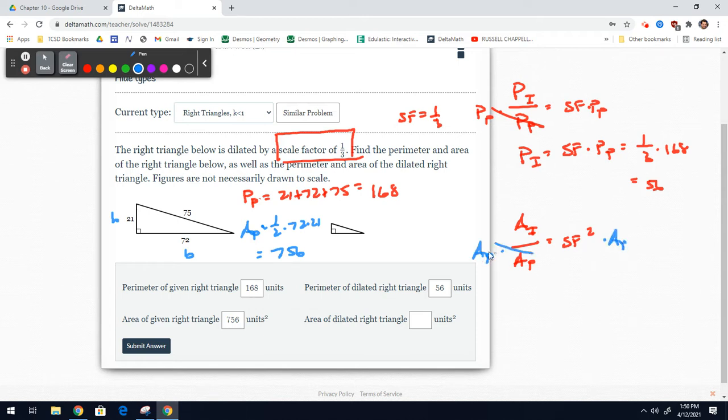So now to find the area of our image, this new smaller right triangle, you're going to take the scale factor squared and multiply by the area of the preimage. So the scale factor squared would be 1/3 squared times 756. 1/3 squared is 1 squared, which is 1, and 3 squared, which is 9. So we're taking 1/9 of 756. And that comes out to be 84.